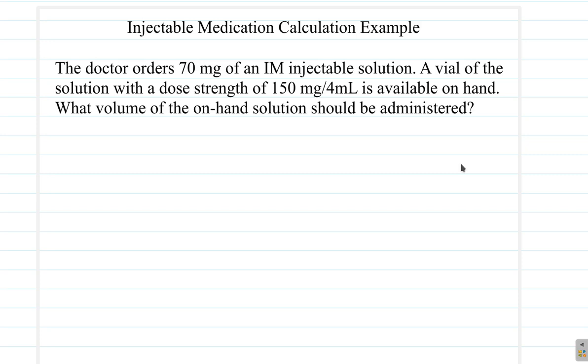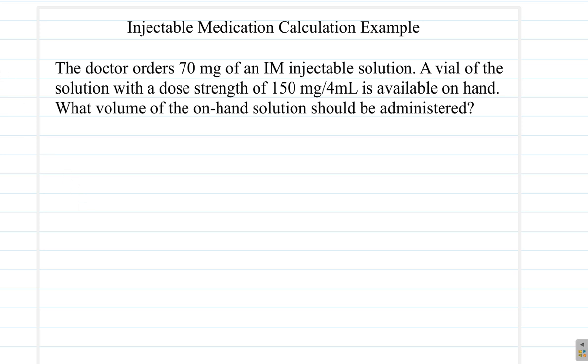This is another example of injectable medication calculation. The doctor orders 70 milligrams of an intramuscular injectable solution. A vial of this solution with a dose strength of 150 milligrams per 4 milliliters is available on hand. What volume of the injectable solution should be administered?